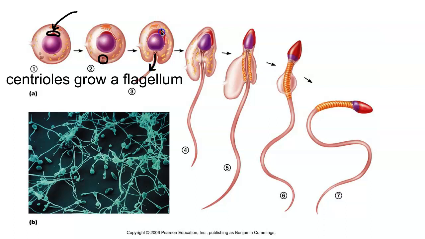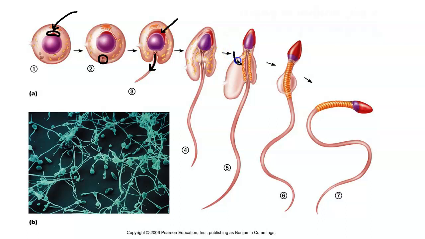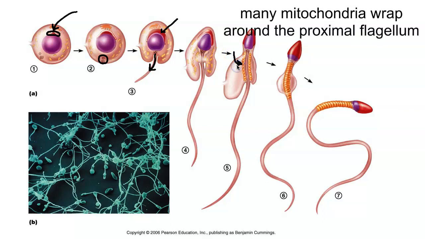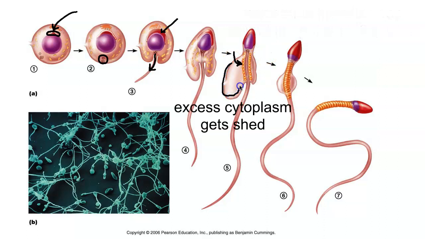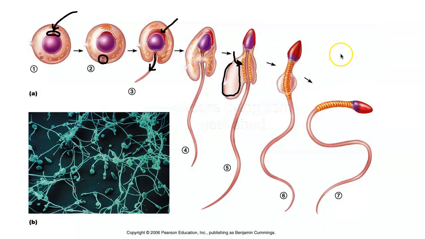We can see the acrosome getting larger here, that red area. And we can also see these yellow organelles, those are mitochondria, are going to start to aggregate and organize themselves around the proximal portion of the flagellum. There are a lot of mitochondria in a sperm cell. Recall that mitochondria make ATP, and ATP is going to be necessary in order for the flagellum to work. And so you can see the extra cytoplasm is going to be shed. The result is a spermatozoan or a sperm cell.